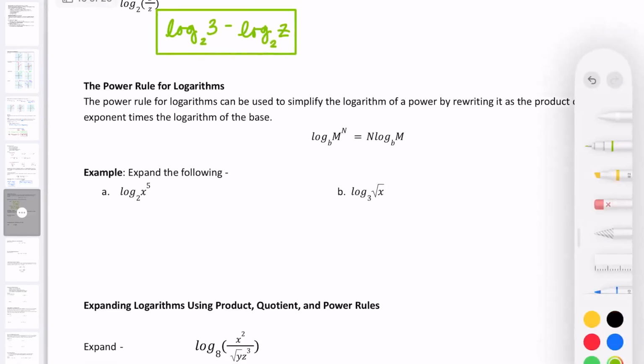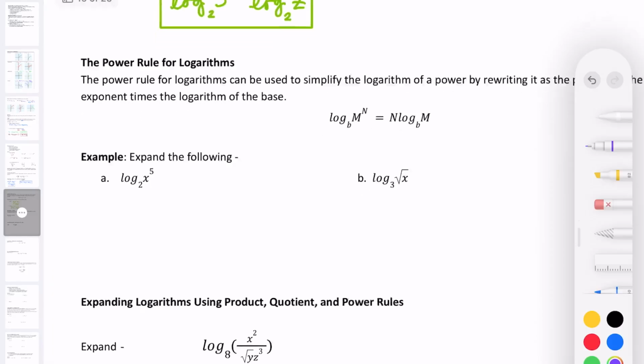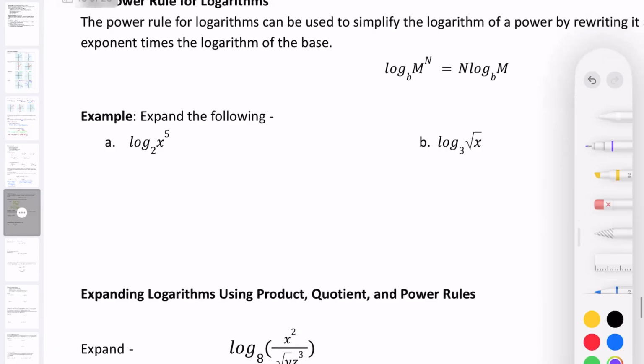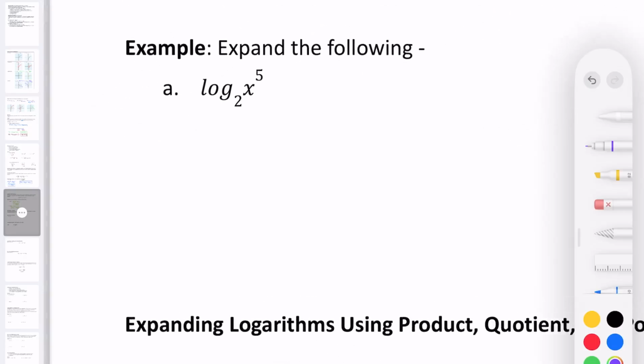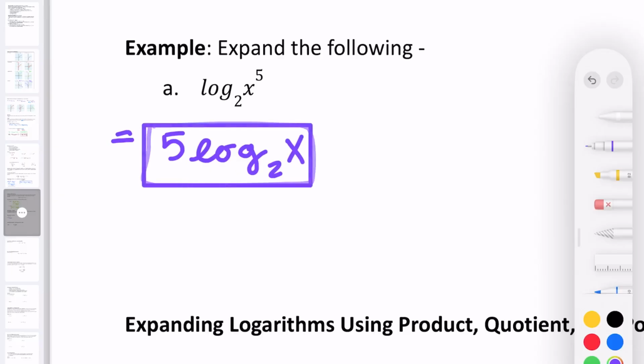Now let's chat about the power rule. The power rule shows that if you have an exponent outside on the far right of the logarithm, it can be brought to the front as a coefficient. So notice that this n ends up in front of the logarithm. Let's go ahead and expand doing the power rule. We're going to bring the 5 forward, and we'll have log base 2 of x. Not much else we can do there, so we will just go ahead and circle that.